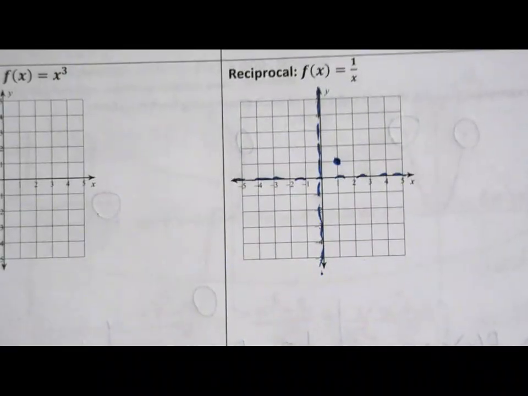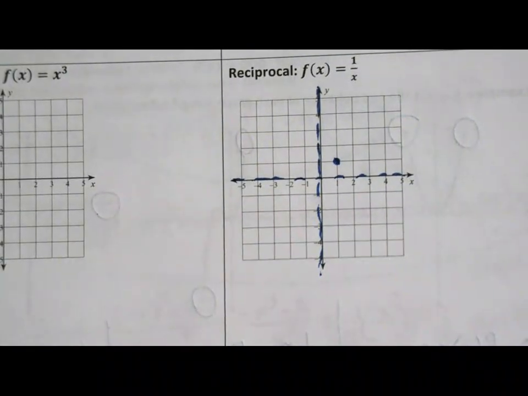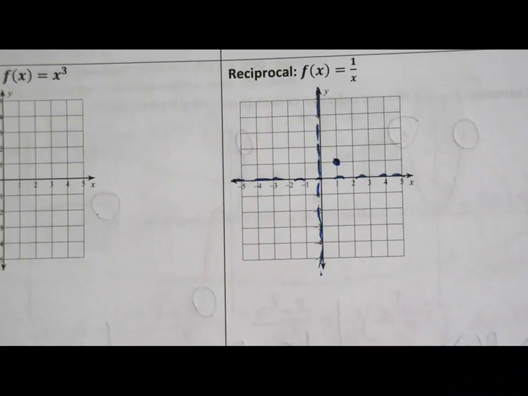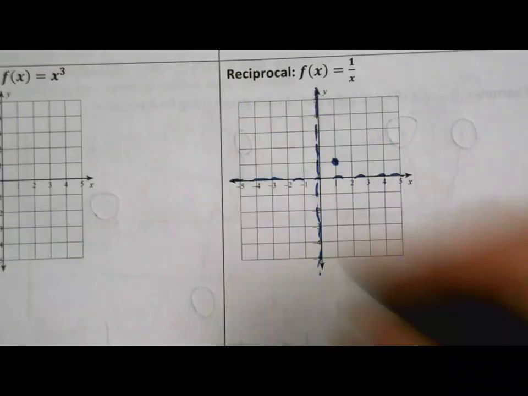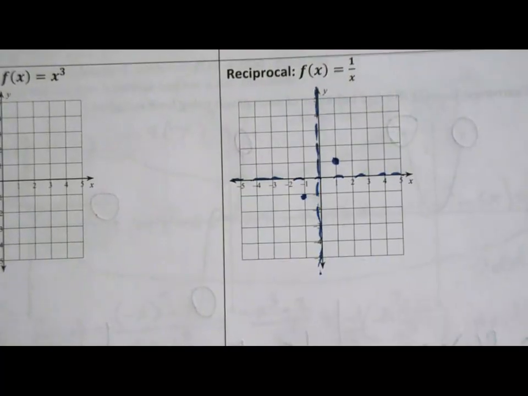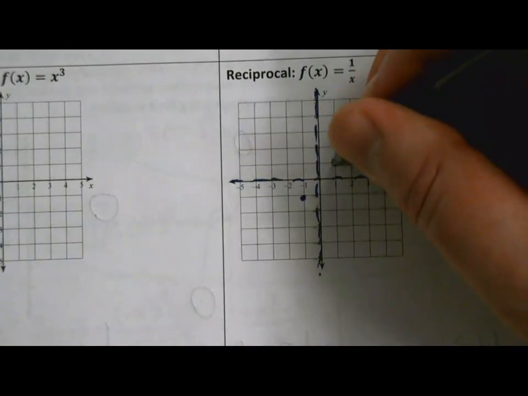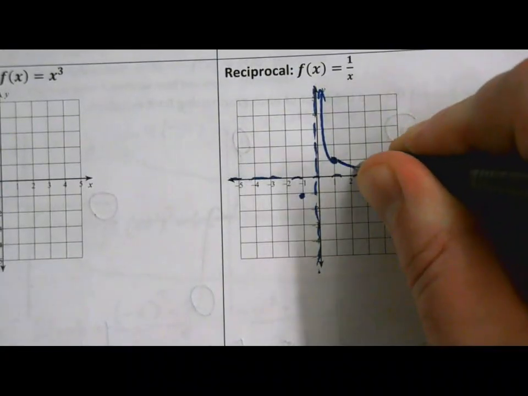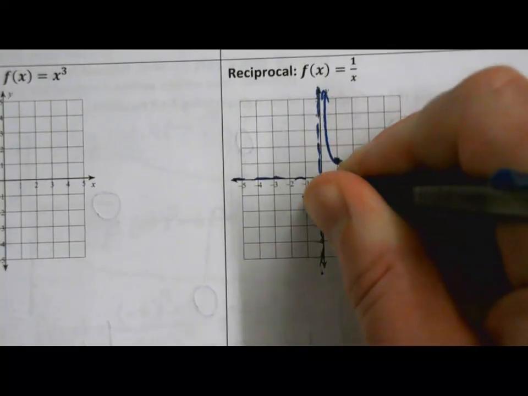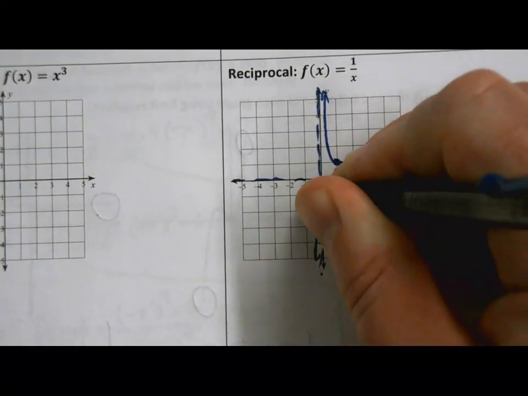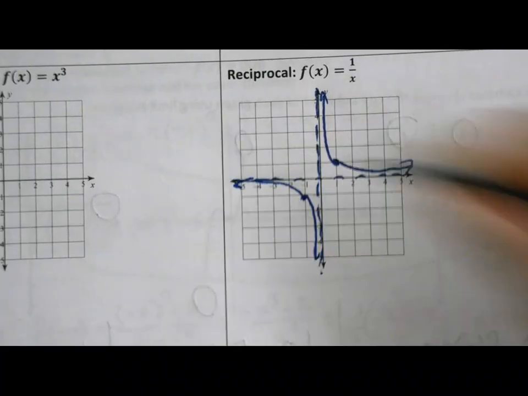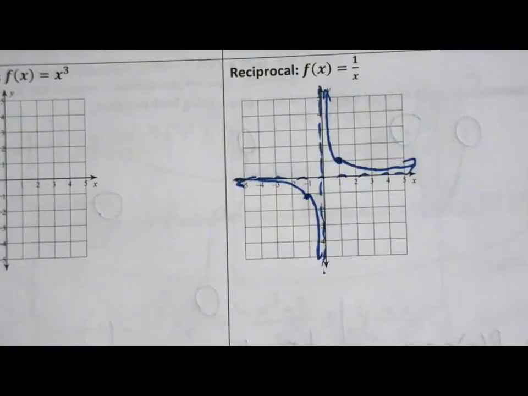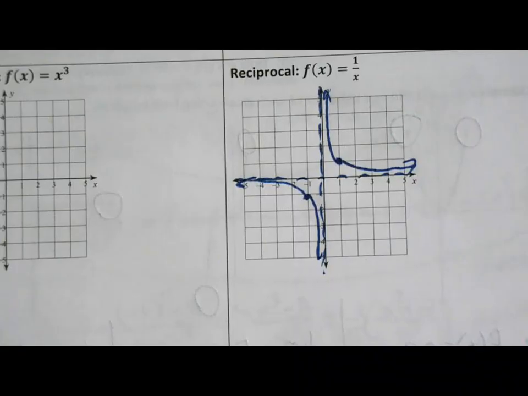Do the same thing with negative 1. If you put an x value of negative 1 in, what would you get out of that function? Negative 1. All right, that's enough for me to draw this function. This function is going to approach our vertical asymptote there and horizontal asymptote there. It's going to look something like that. That's called our reciprocal function.